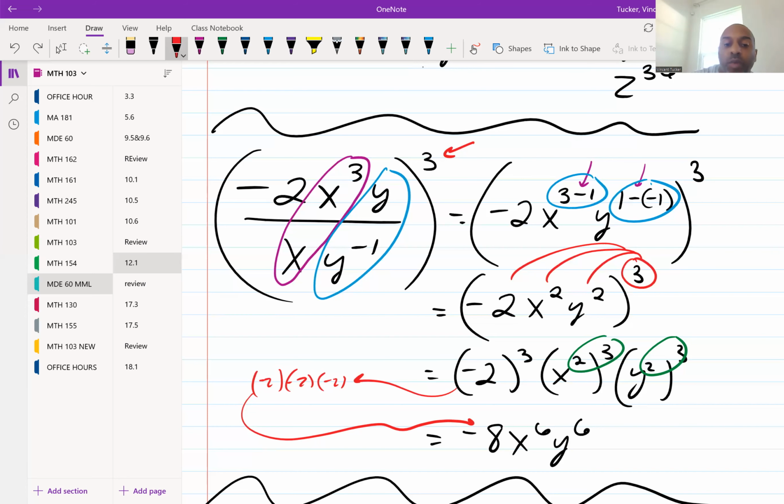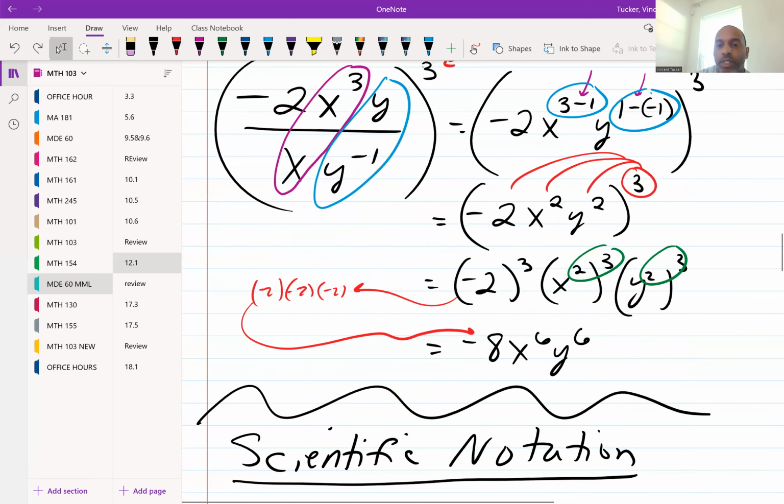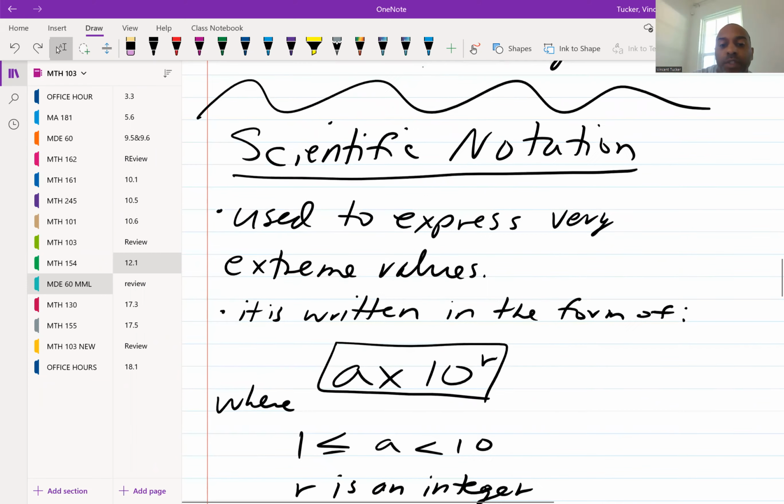All right. Questions? Any questions before we look at scientific notation? All right. Let's look at scientific notation.